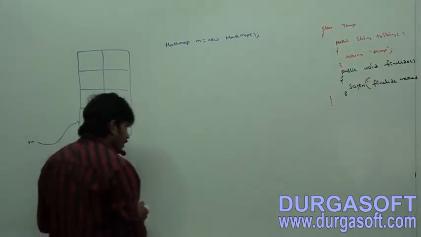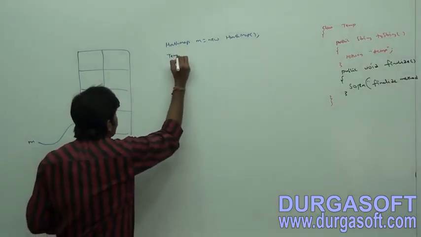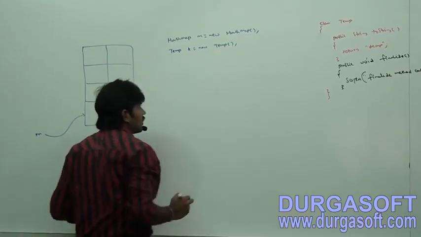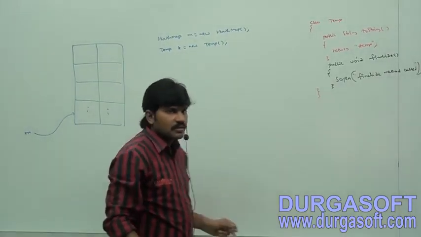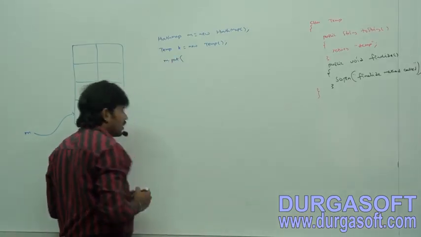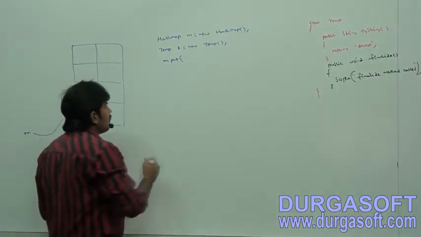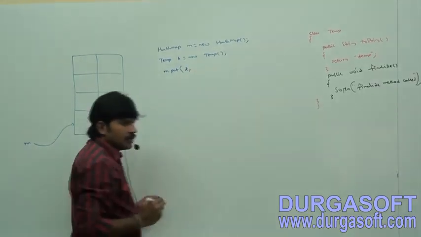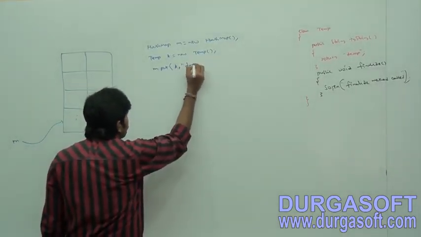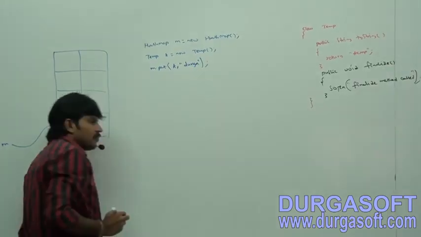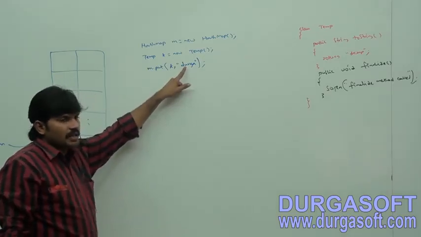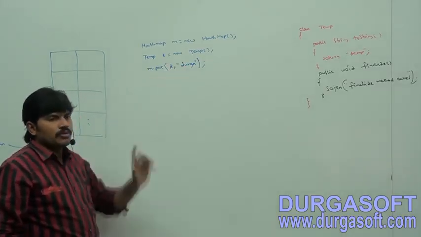Now let me create one temp object. Temp t = new Temp(). I created an object of this class, the Temp class. Now m.put(t, "Durga"). T is the key and the value is Durga. Key can be any type of object, and value can be any type. In this case, the temp object is the key and Durga is the value.